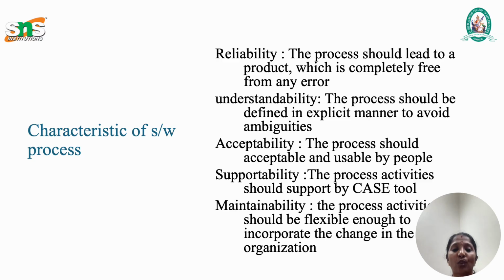What are the characteristics of a software process? Here I have given the main 5 things. One is reliability. That means the software should be completely free from errors. Once we are using that software, there should be no error. Next one, understandability. That means there should be a clear understanding of the project. To avoid ambiguities, we should specify clearly. Next one, accessibility. What do you mean by accessibility? Here the process should be acceptable and usable by the people. So in order to be accepted, it should be user friendly.